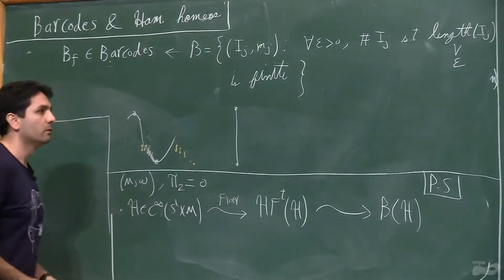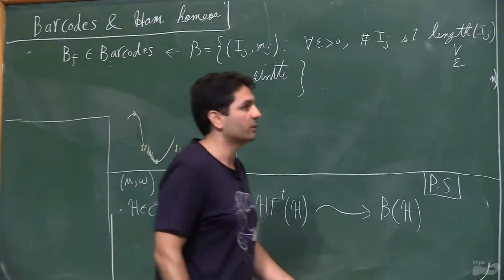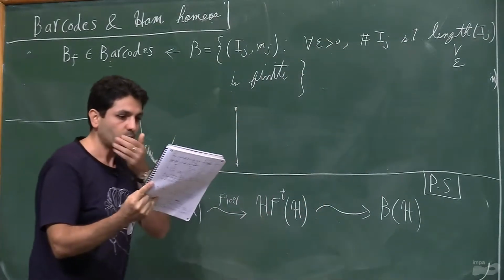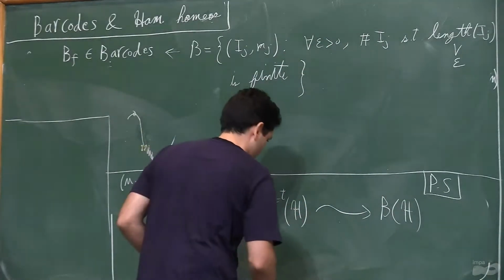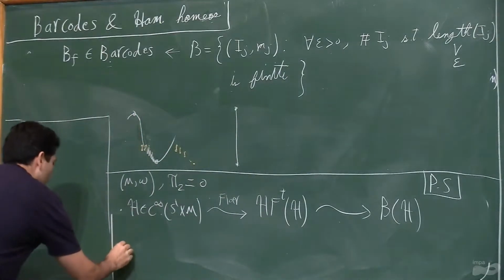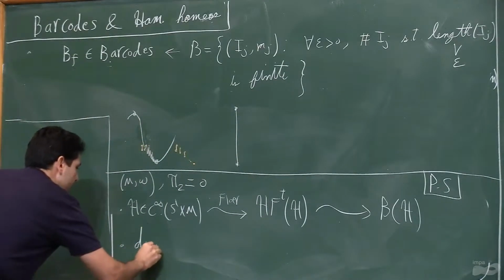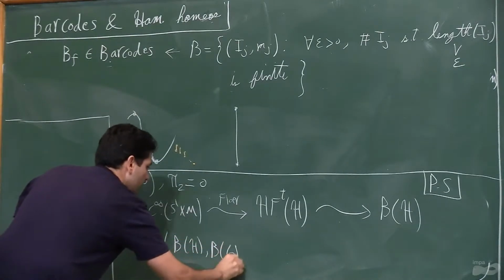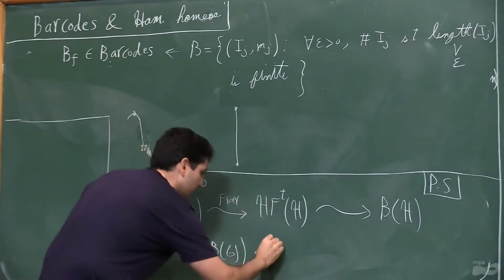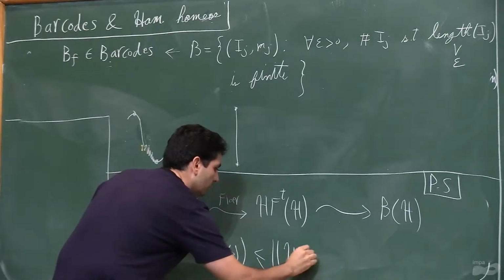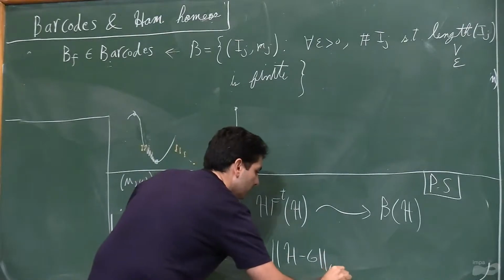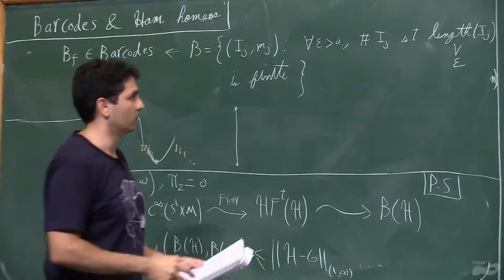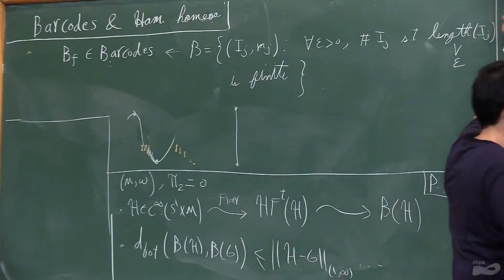Okay, so I won't say anything about filtered Floer homology, except that it allows you to associate a barcode to every Hamiltonian. And these barcodes have the following feature. The bottleneck distance between, say, the barcode of H and the barcode of G is bounded by the Hofer norm of H minus G. Okay? I actually won't use this feature, so I won't define the Hofer norm, or if you want, I could do it.